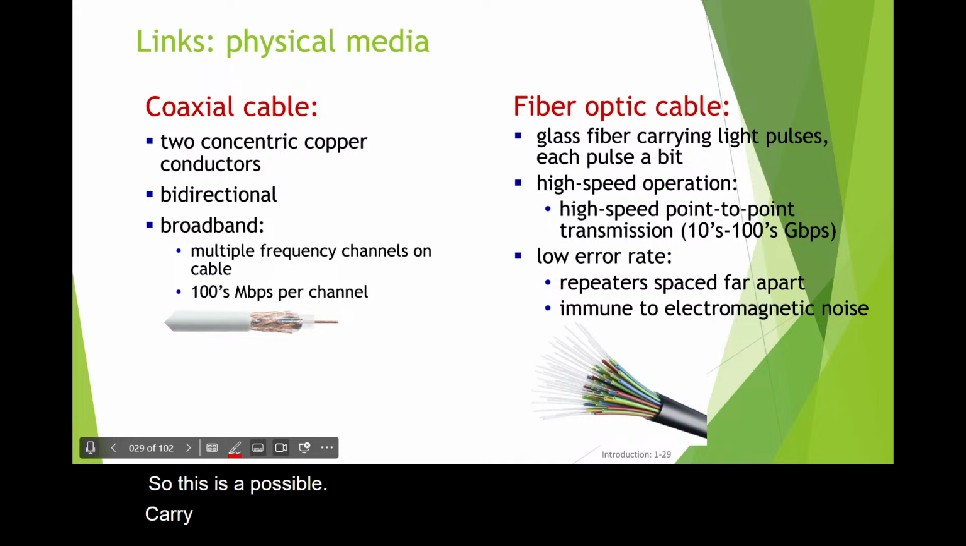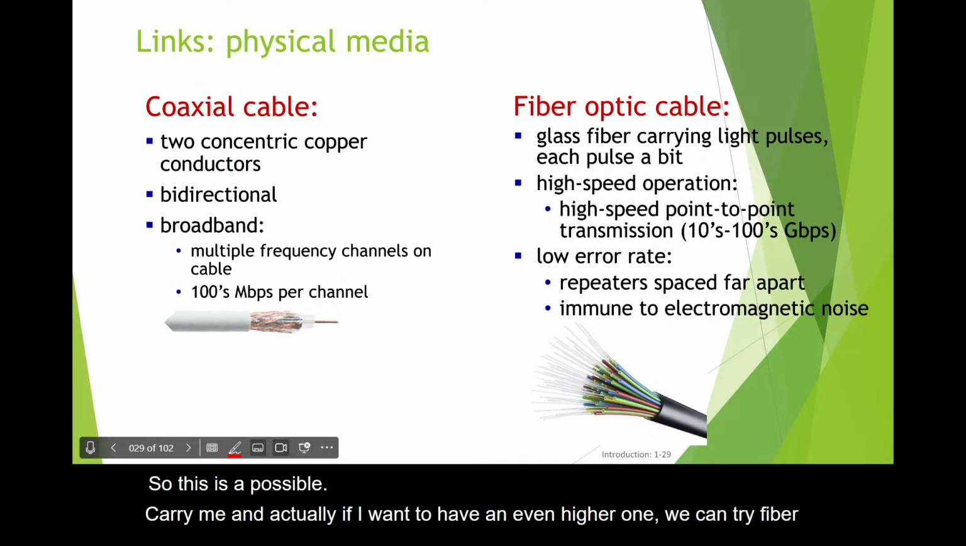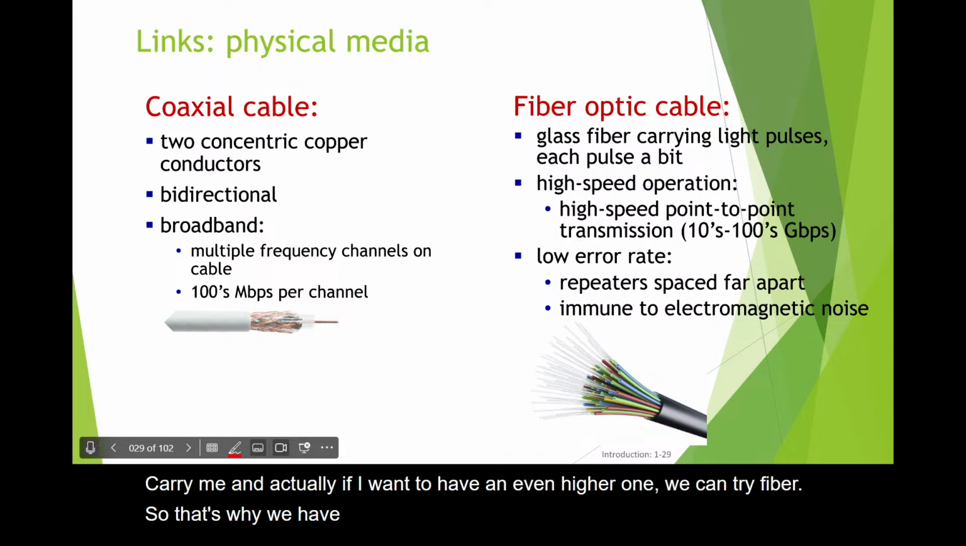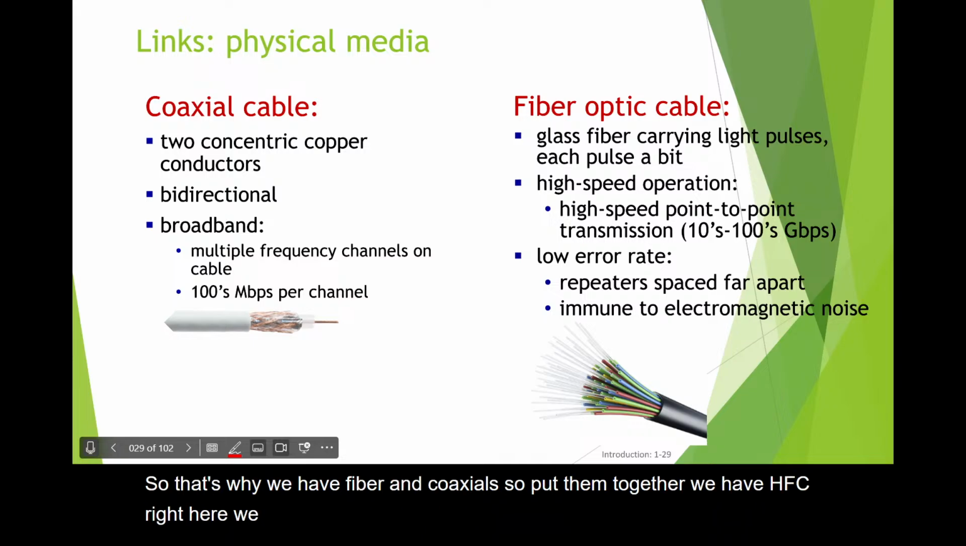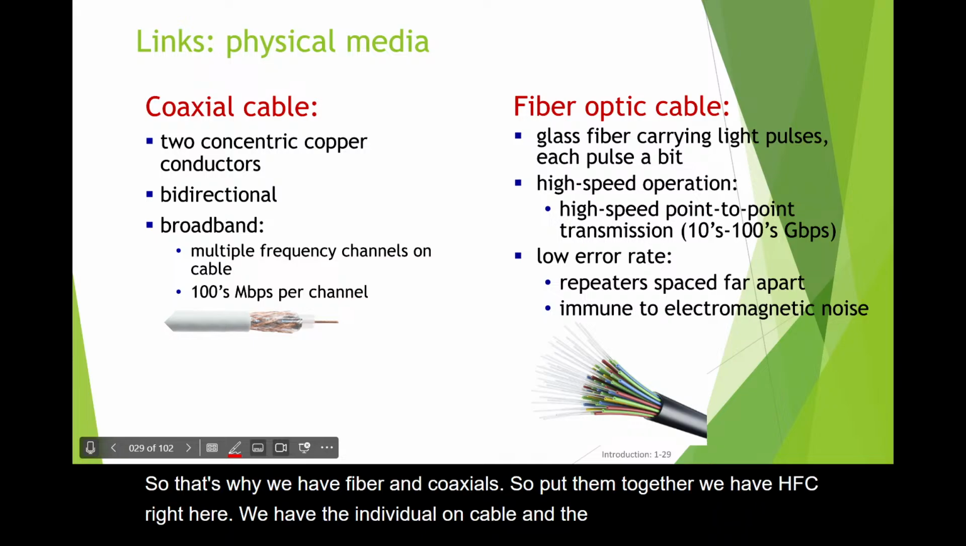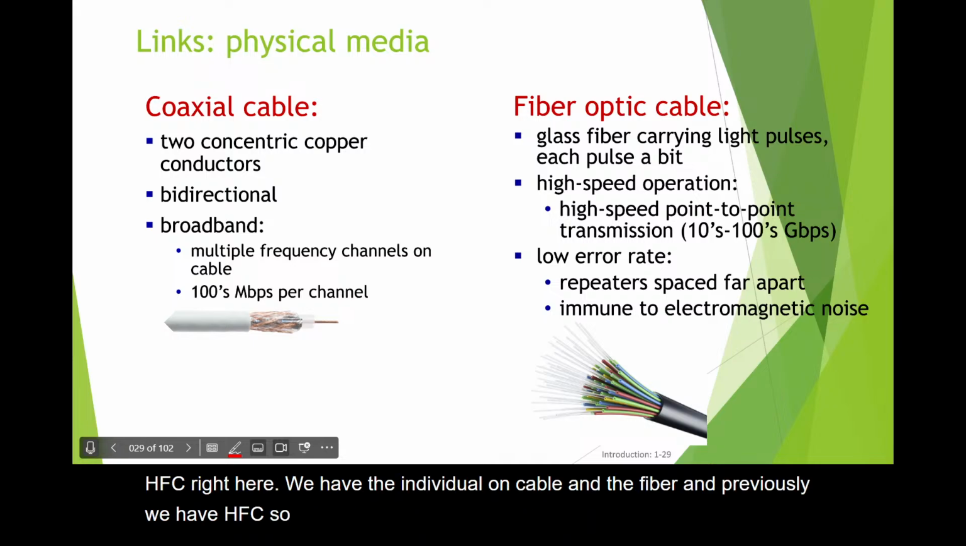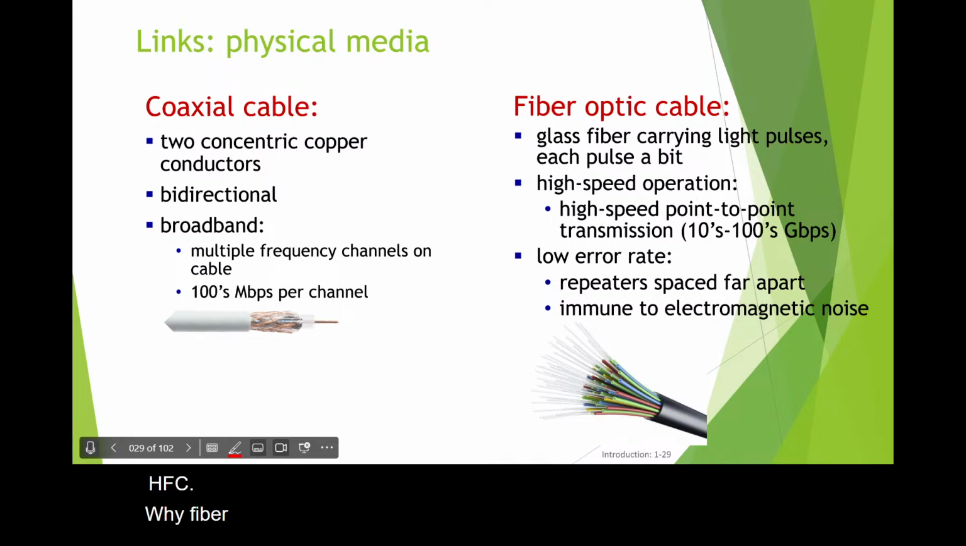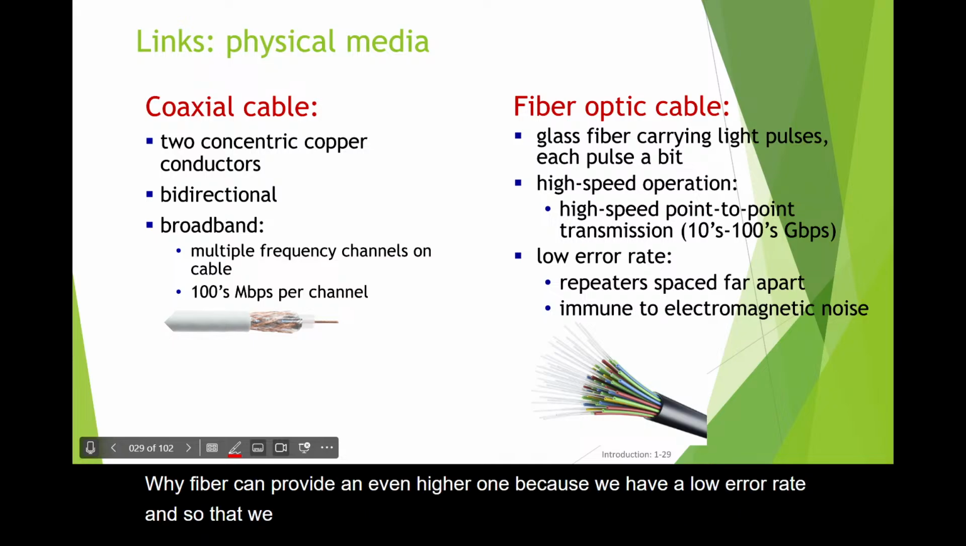And if we want an even higher rate, we can try fiber. That's why we have fiber and coaxial put together, which gives us HFC. Here we have the individual cable and the fiber. Previously we had HFC, which gives a bit higher rate. Well, why can fiber provide an even higher one? Because we have a low error rate, so that we can transmit faster.